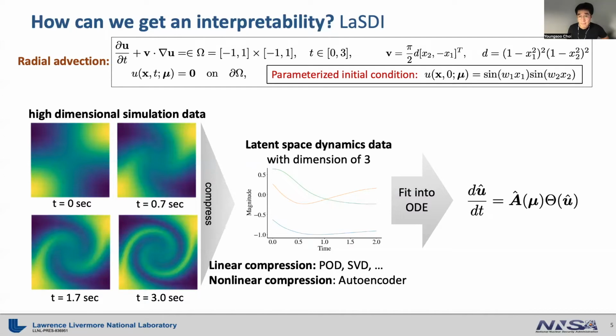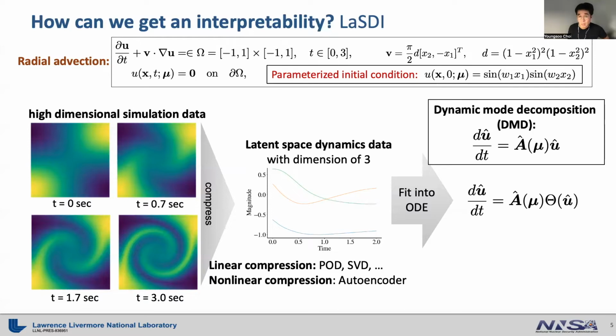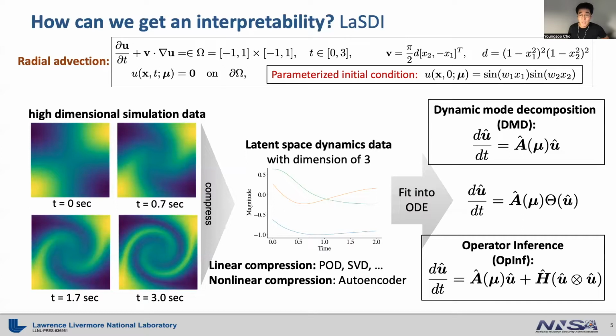By the way, if we choose to use linear compression such as SVD and a linear differential equation for the latent space dynamics model, then we are more or less using the famous method, dynamic mode decomposition, so-called DMD. On the other hand, if we use, again, linear compression and polynomial ODEs, mainly quadratic ODEs, for the latent space dynamics model, then we are again using the famous operator inference method. By the way, we know a lot more about ODEs than neural networks. So this approach, although purely data-driven, is interpretable.